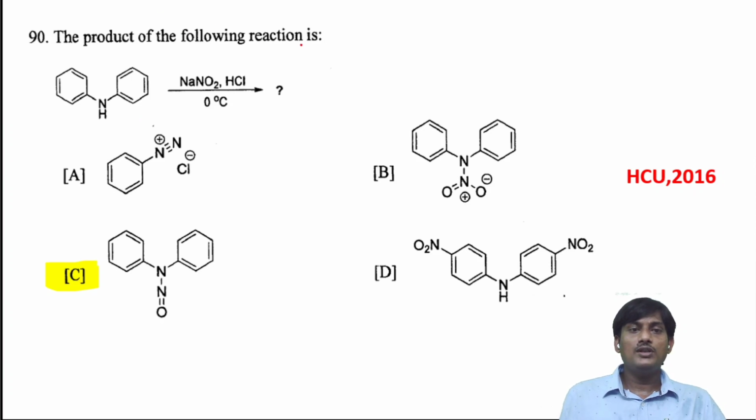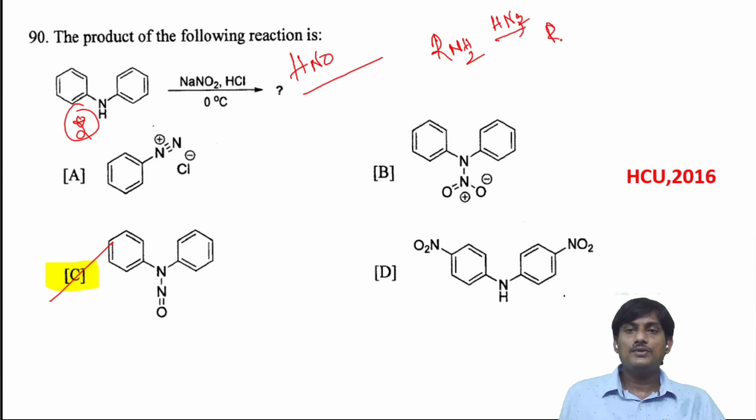The product of the following reaction: when you treat the secondary amine with HNO2, there is a formation of N-N=O. So this is the correct option. Suppose you take a primary amine RNH2 and treat with HNO2, there is diazotization, with a formation of RN2 plus. When you treat with secondary amine, there is a formation of N-nitroso compound.